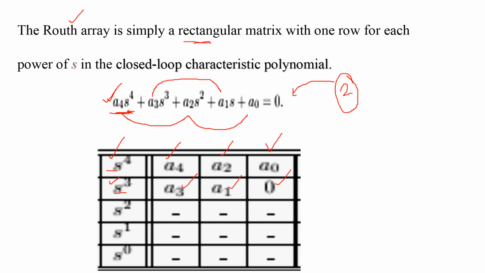Now by using these elements, we have to complete this entire matrix. That is, we have to complete the s square row, s power 1 row and s power 0 row by using these elements. Now we are going to discuss how we are going to complete these rows by using these given elements.